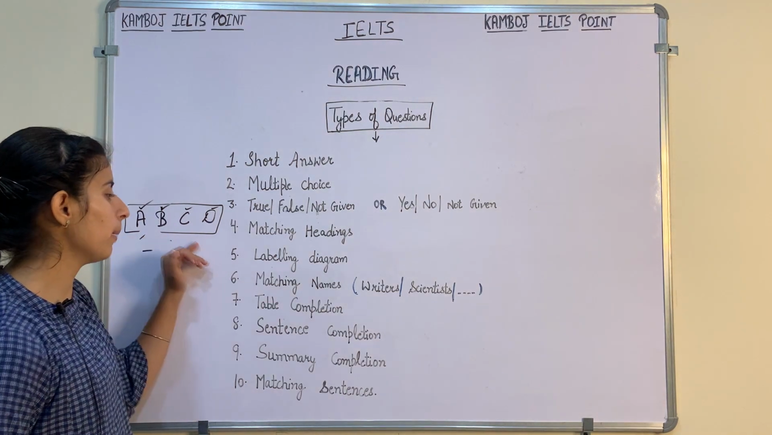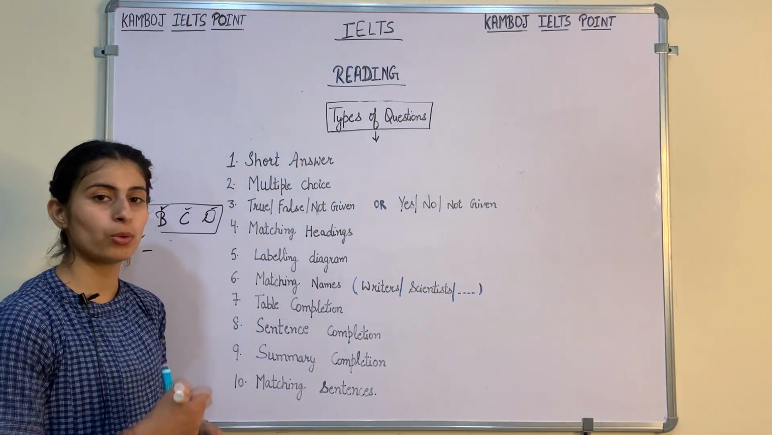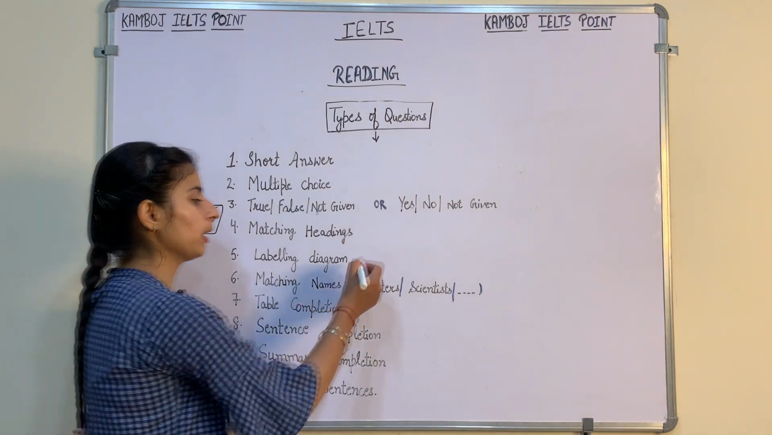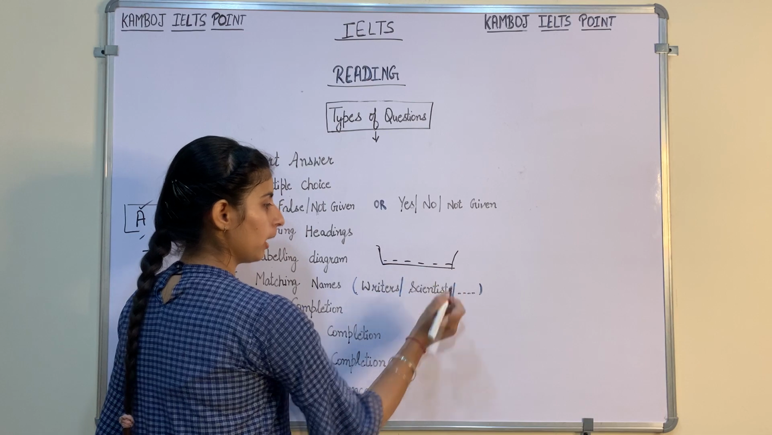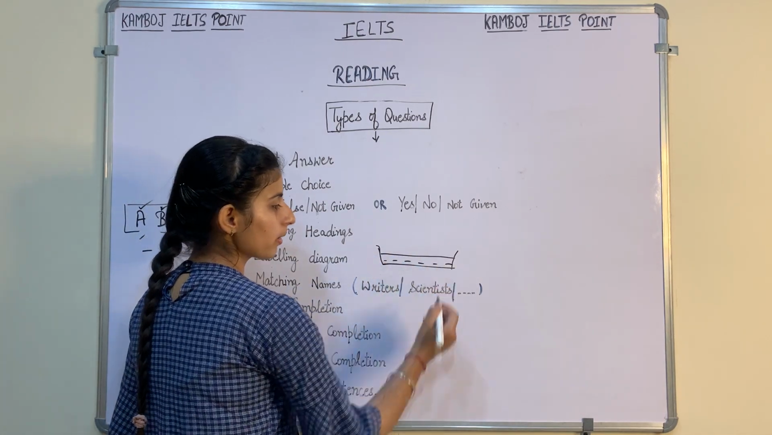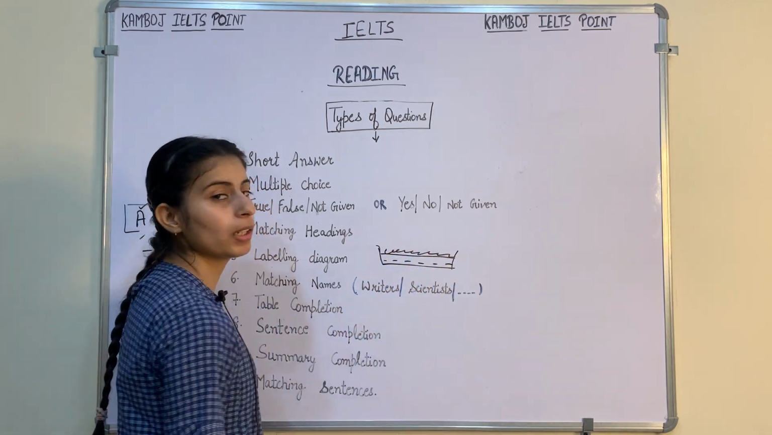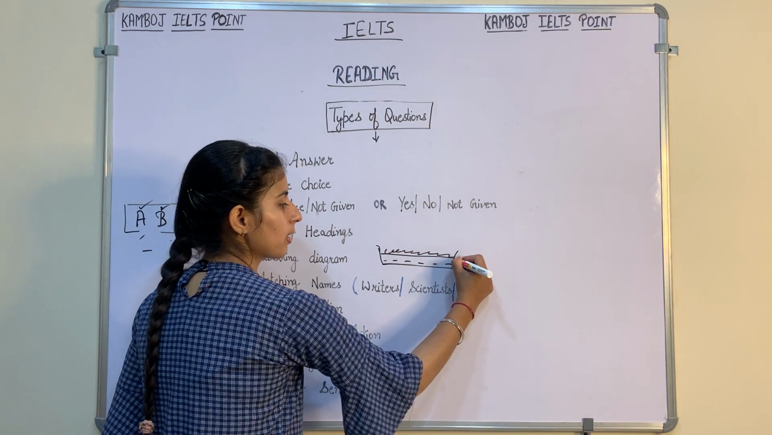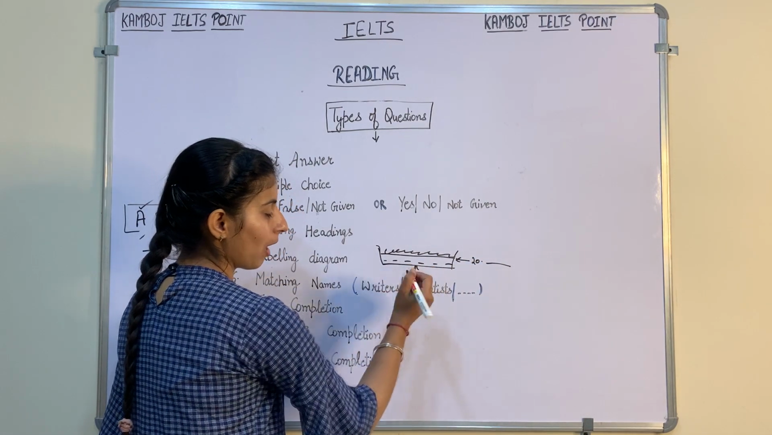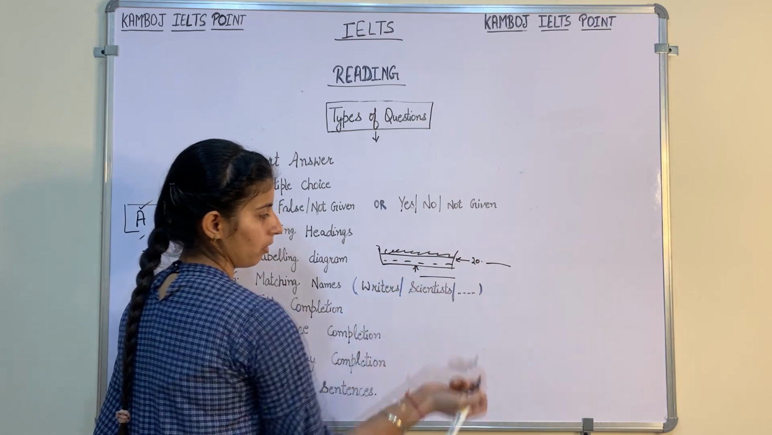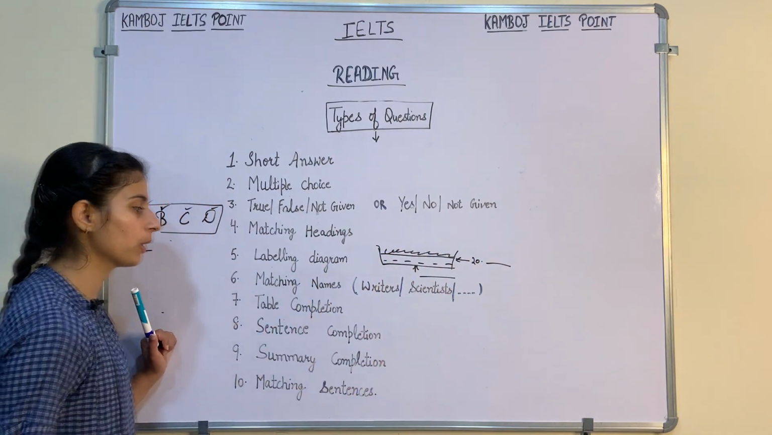The fifth one is labeling diagrams. You will get a diagram and you have to label it. It can be like this: there will be a jar filled with oil, then there is a glass, then there is sand. Something like this, and they will ask questions like this: question number 20, what is this? The glass, or what the jar is made up of. Then you have to read the passage and you will find these answers there.